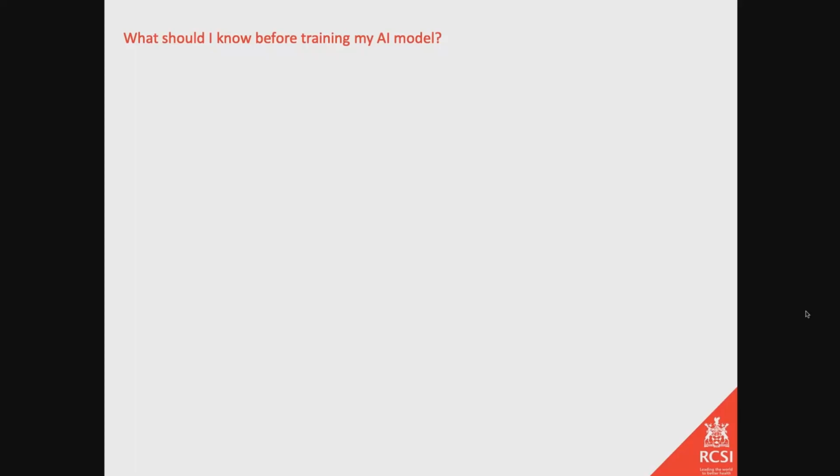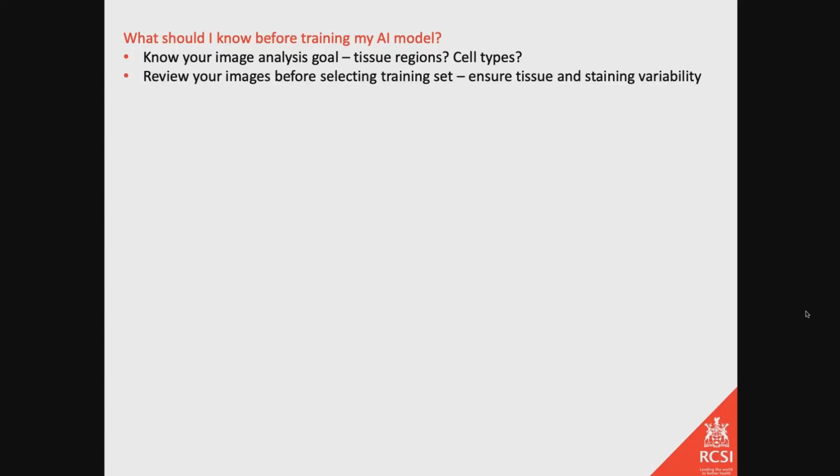Before you even start training your model, you need to think of a few things. Do you really know what you're trying to do? What tissue regions do you want to perform your analysis in? And what cell types do you need to identify? And are you yourself able to identify these different features? You need to review your images before selecting your training set. This is important to familiarize yourself with the variability in the different tissue across different patients and the staining variability, and make sure you include this in your training set so that you can teach the variability to the AI as well.